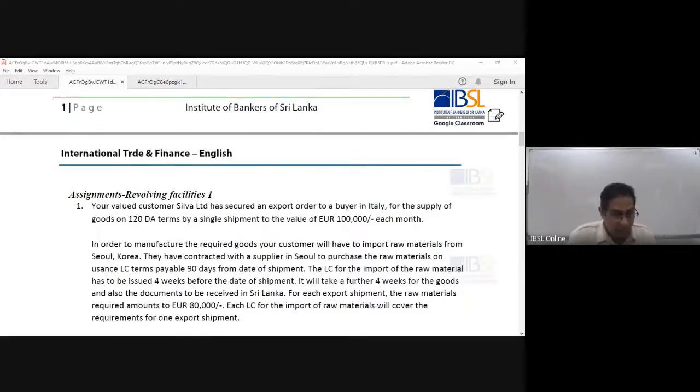So first, take the Incoterms assignment that I have given to you, and question number 2. In the Incoterm assignment, question number 2, starting with Sri Lanka exporter Kerry Limited wishes to. Just have a read on that question.